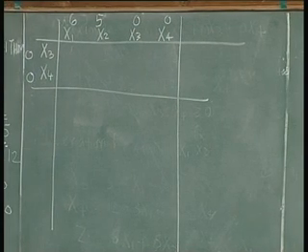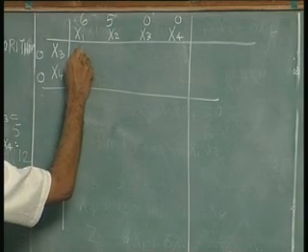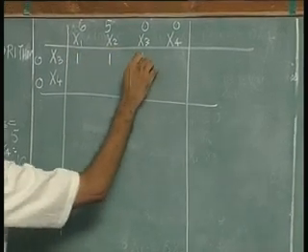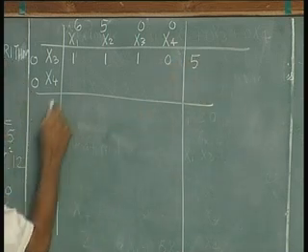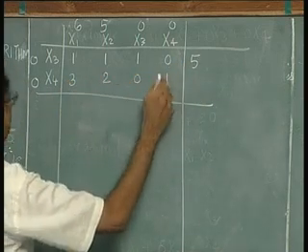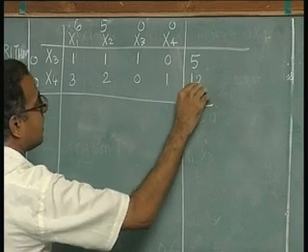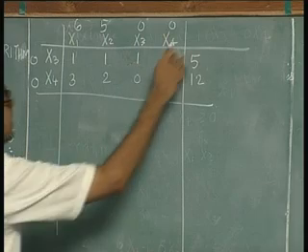The equations are written as they are. So, you have 1x1 plus 1x2 plus 1x3 plus 0x4 equal to 5, 3x1 plus 2x2, 0x3, 1x4 equal to 12. This is called right hand side.